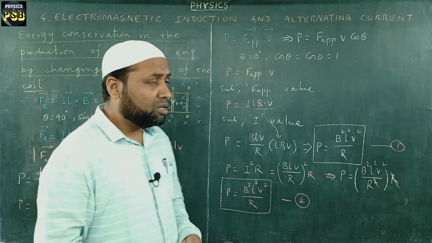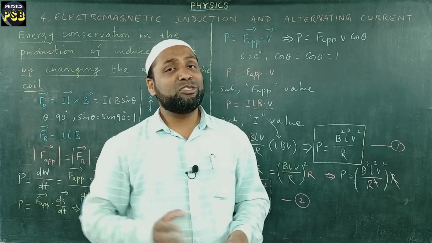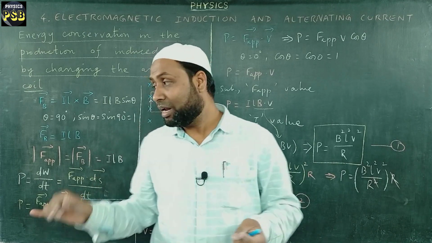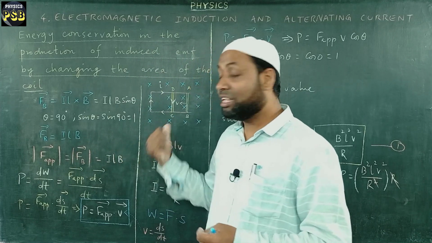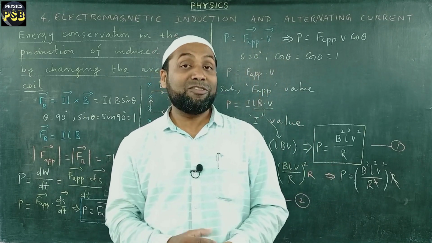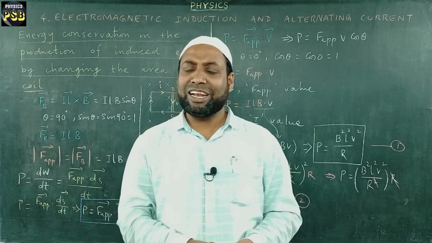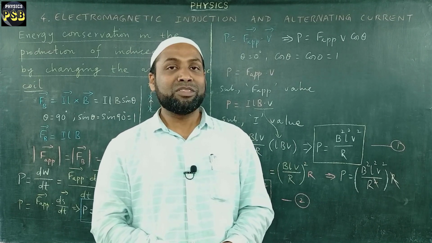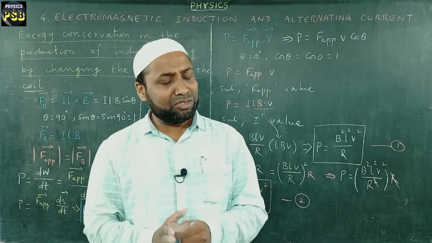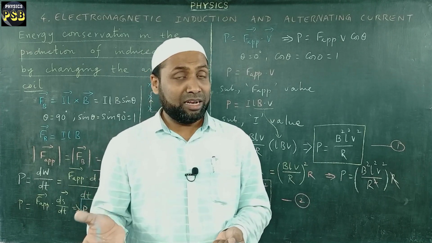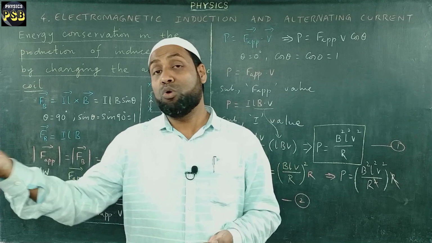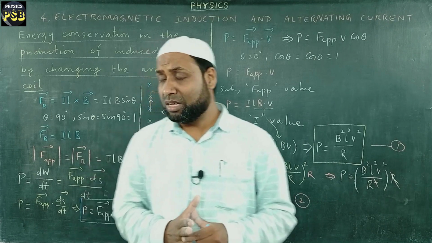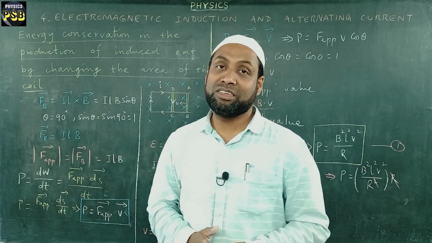This is what I wanted to show. So from this, it is understood that one form of energy has converted into another form of energy. Here, the mechanical work done by us against the magnetic force has converted into electrical energy, and that electrical energy, when it flows through the conductor, gets converted into heat energy. So the energy which is generated here has not come from nowhere. This clearly shows the law of conservation of energy.